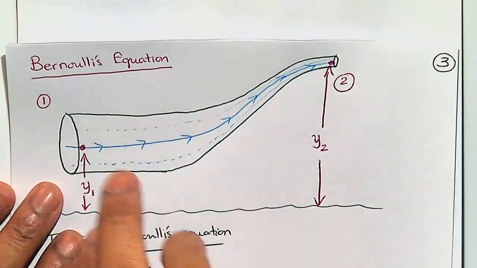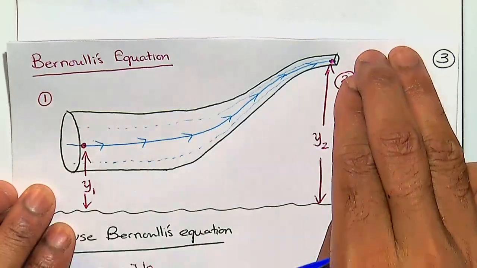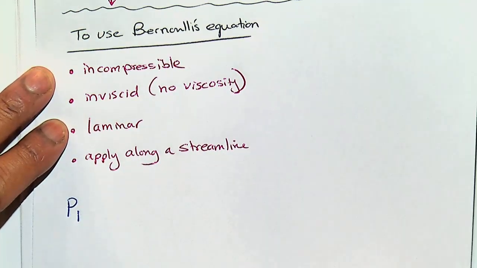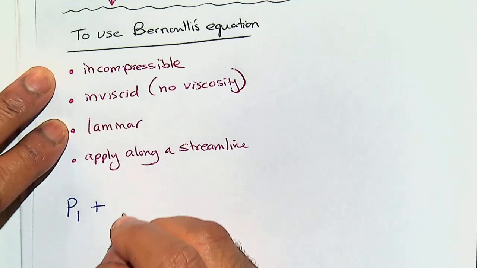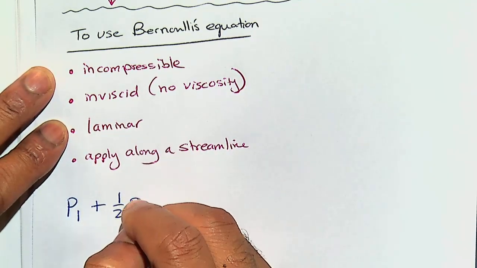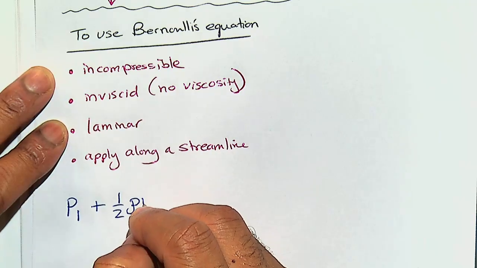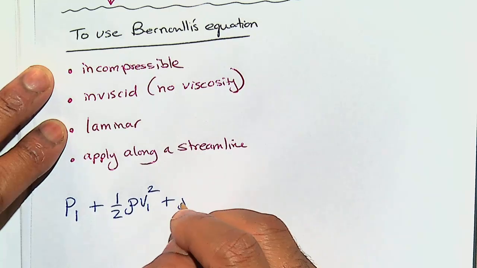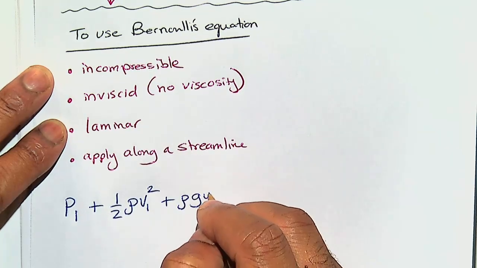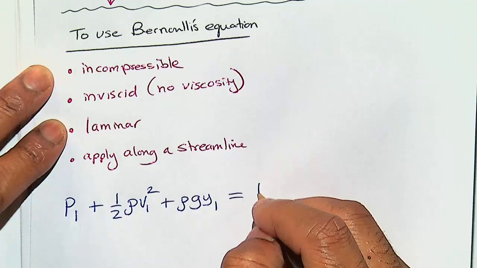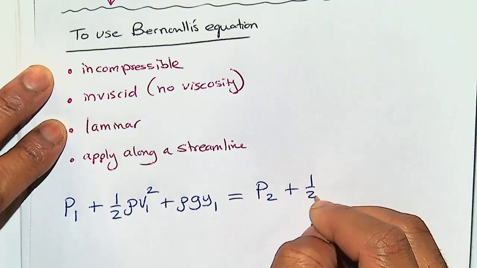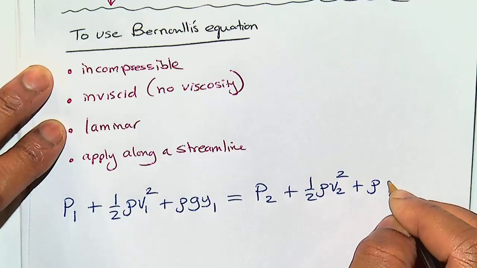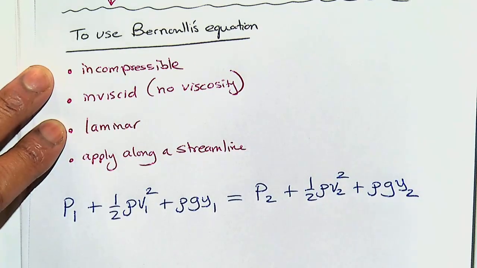So again, it's relating properties at the beginning to the properties at the end, okay? 1 and 2. So I'm going to write the pressure at the first point plus 1/2 rho V1, velocity, not volume, squared, plus rho g y1 is equal to pressure 2 plus 1/2 rho V2 squared plus rho g y2.